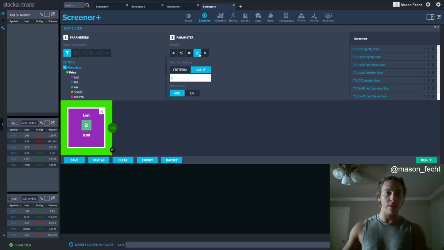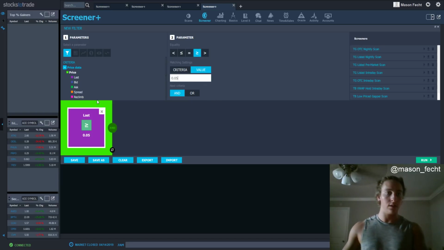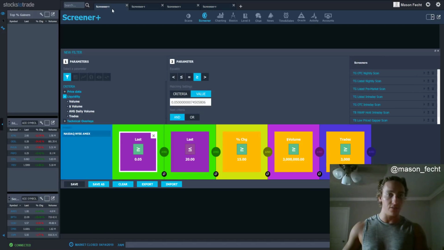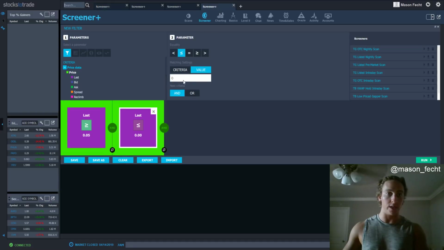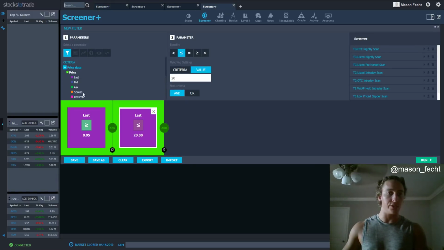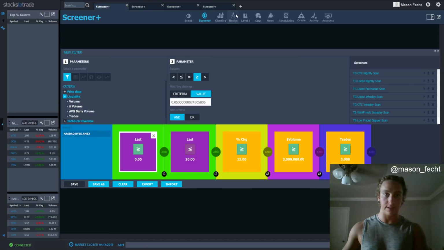It's going to be greater than or equal to 5 cents. And we're going to do last again, and it's going to be less than or equal to, I believe, $20. Yes, 20. We're going to go to percent change, and want it to be greater than or equal to 15%.